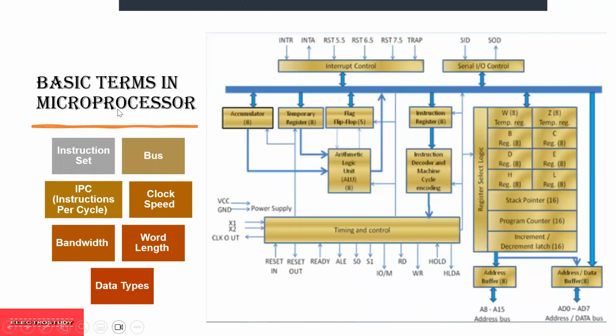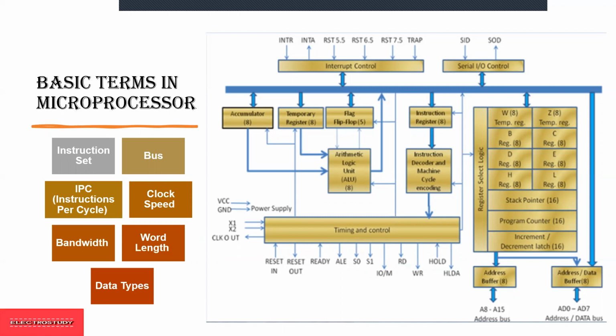Now here you can see some basic terms in the microprocessor like instruction set, bus, IPC, clock speed, bandwidth, word length, and data types. Now we'll see what is the instruction set. The instruction set is a complete set of instructions that your microprocessor can understand. As human beings, when we talk in our native language or in English or Hindi, we are able to understand and decode what is communicated from one person to another. Likewise, your microprocessor has its own language to understand.